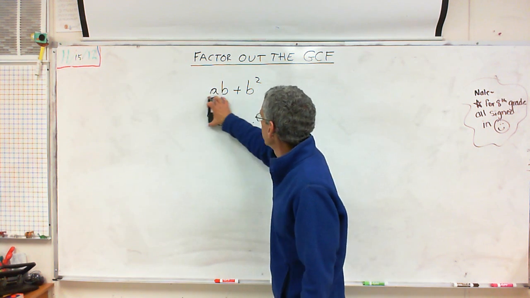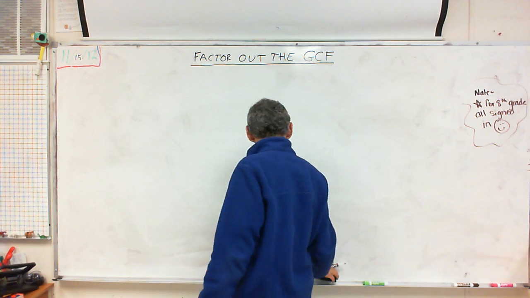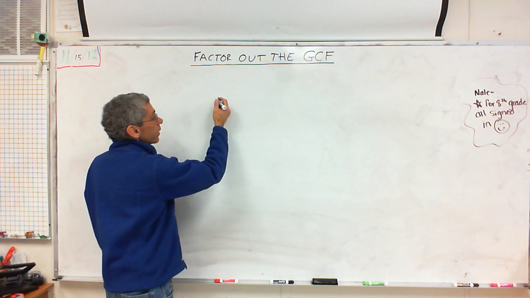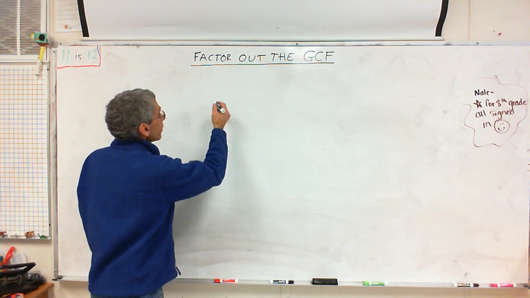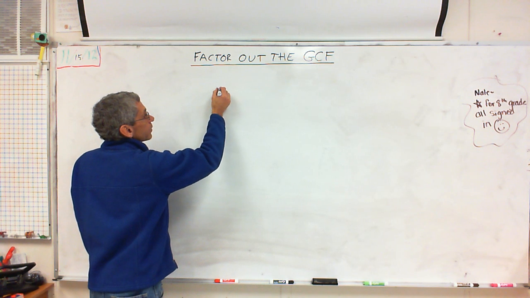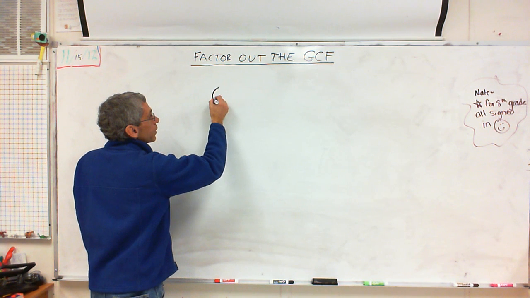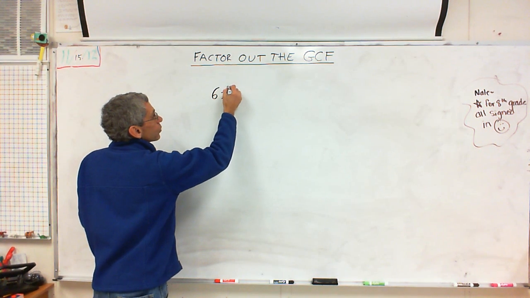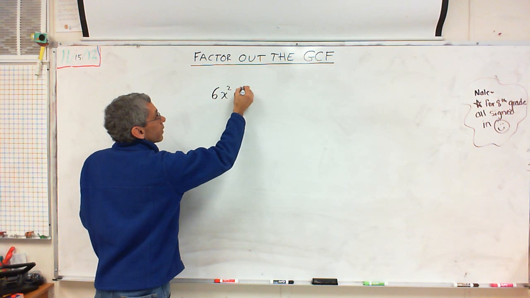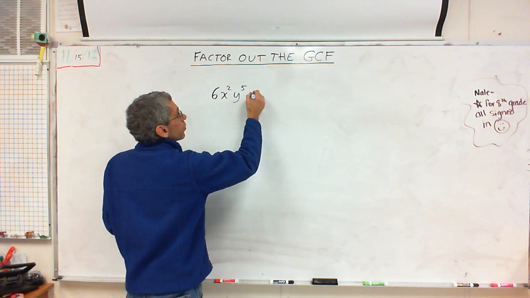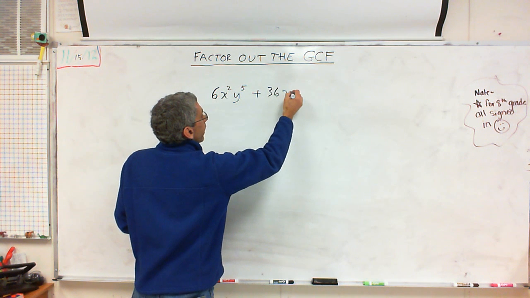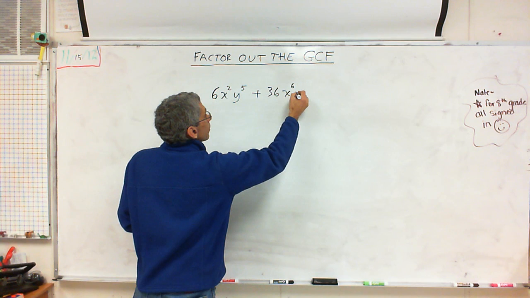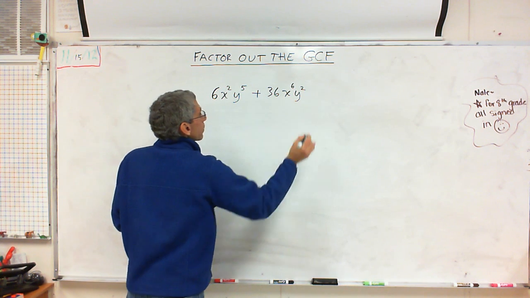The Saxon loves to do the hard ones right away, and I disagree with him on that personally. But let's do a hard one, and you'll see it's not that bad. Let's try 6x squared y to the 5th plus 36x to the 6th y squared.